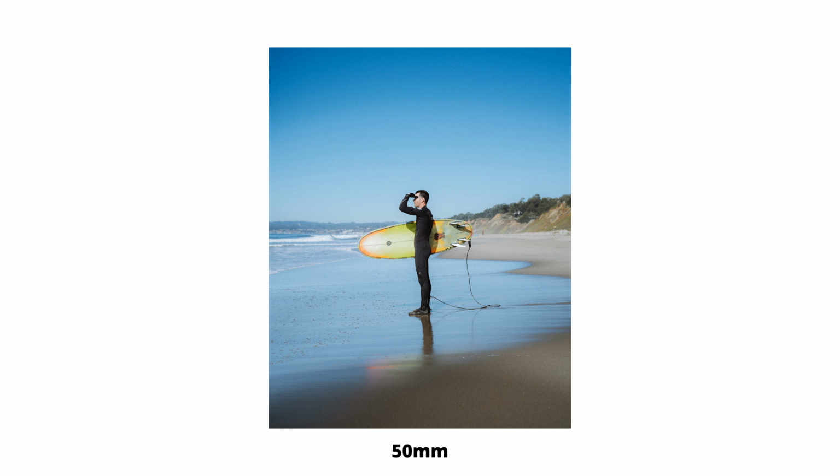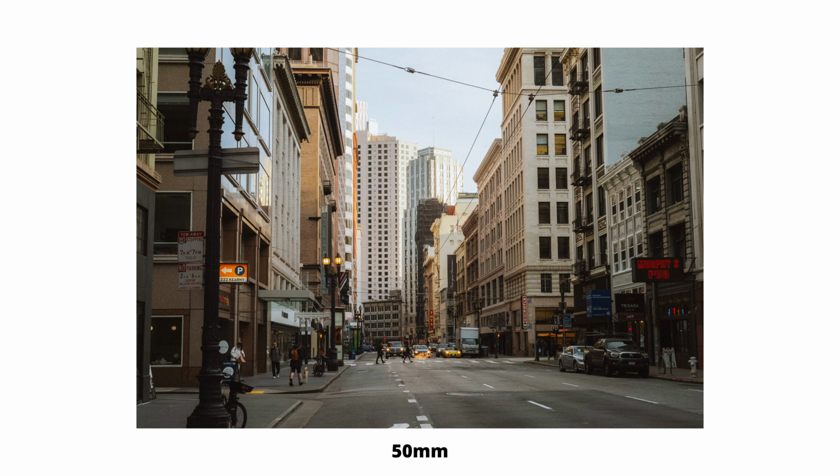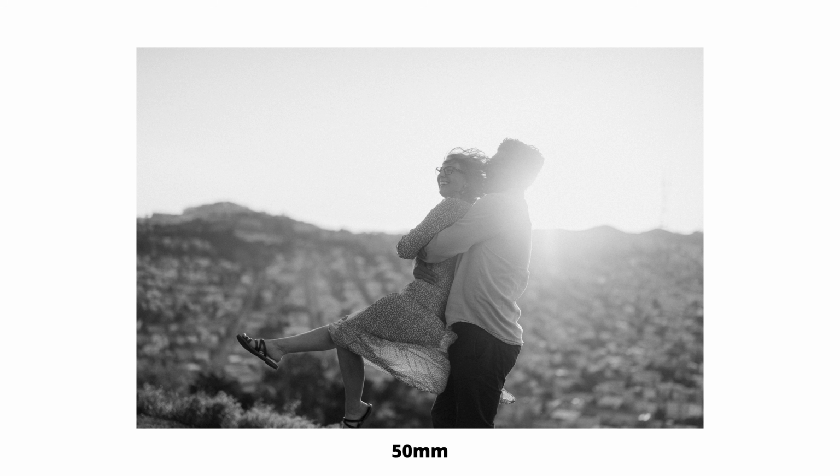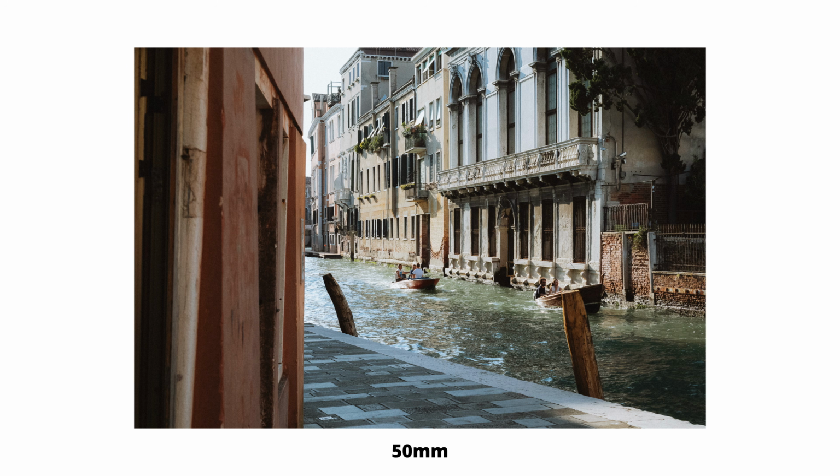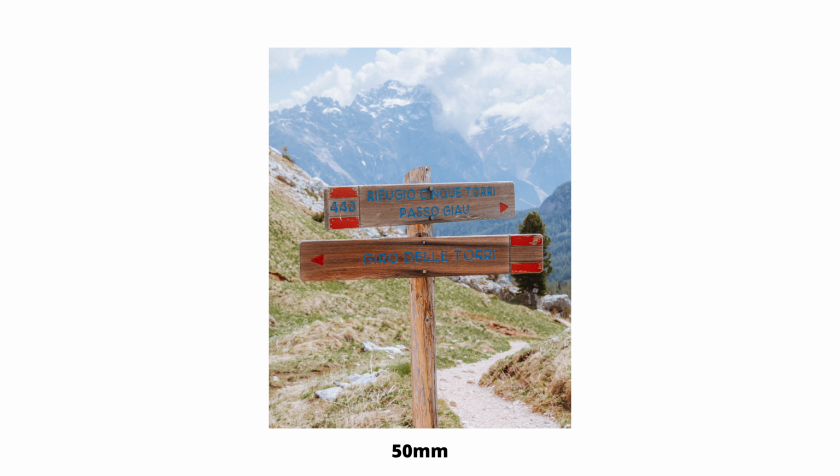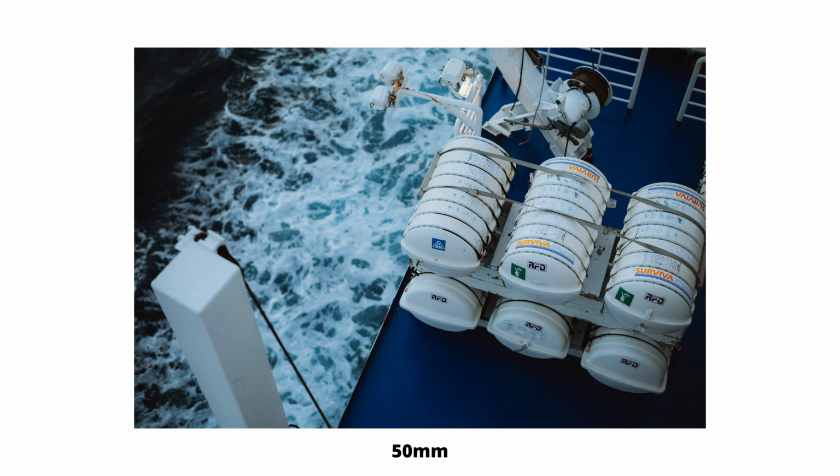I think the very first pro is that 50 is by far the most natural perspective. The 50mm lens provides a field of view that is closest to how the human eye perceives things. It's super natural and therefore it's very intuitive for many types of photography.